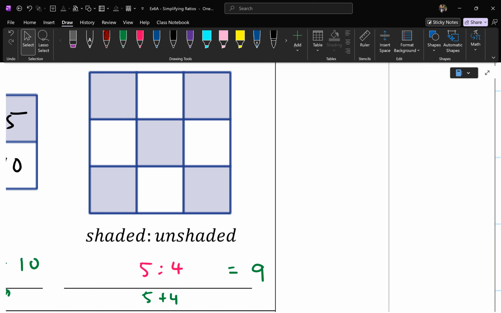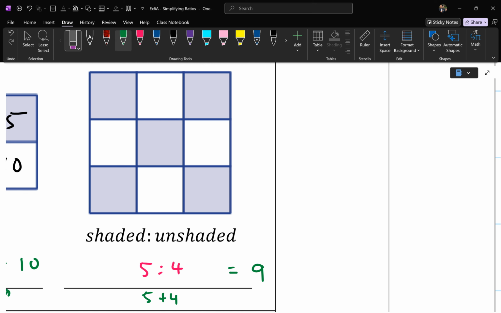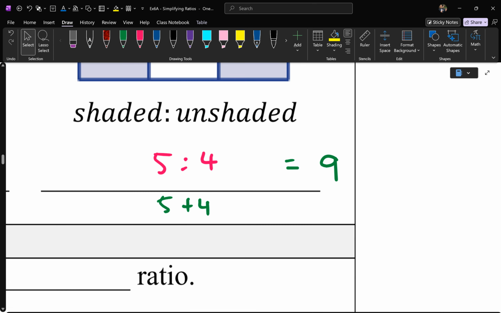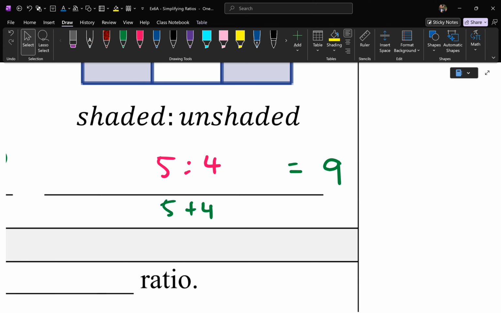So with this diagram, had I asked him before, I said, how many equal parts are there in this diagram? He will likely have answered 9. 3 by 3 gives you 9. But that's the thing about just numbers. Try to visualize what's happening. 5 parts to 4 parts gives you a total of 9 parts in total.